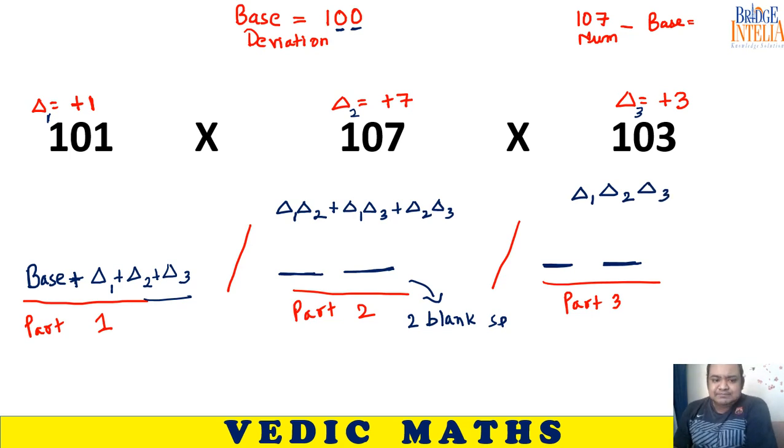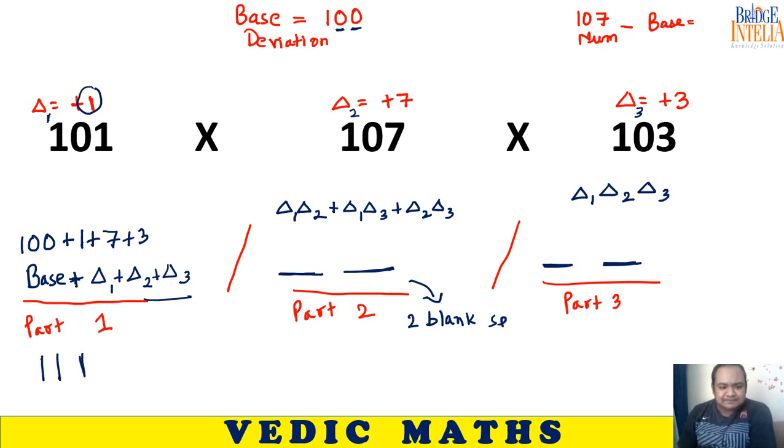So let us see what the answer will be. In the first blank space, base is 100, plus first deviation plus 1, plus second deviation plus 7, plus third deviation plus 3. So this is 101 plus 108 plus 111. So this becomes 111. So write 111.